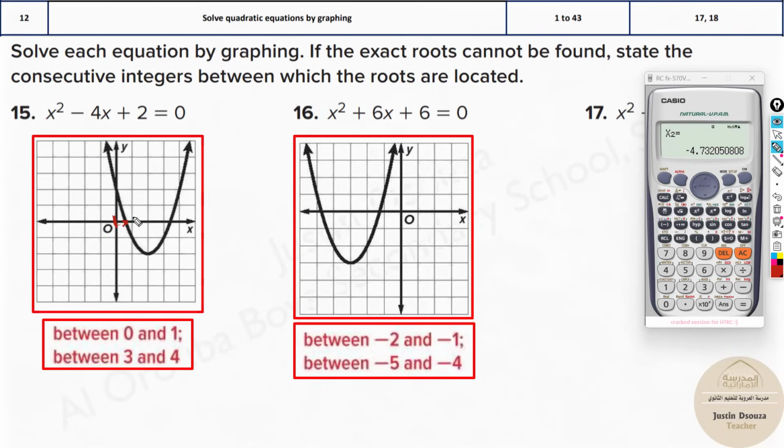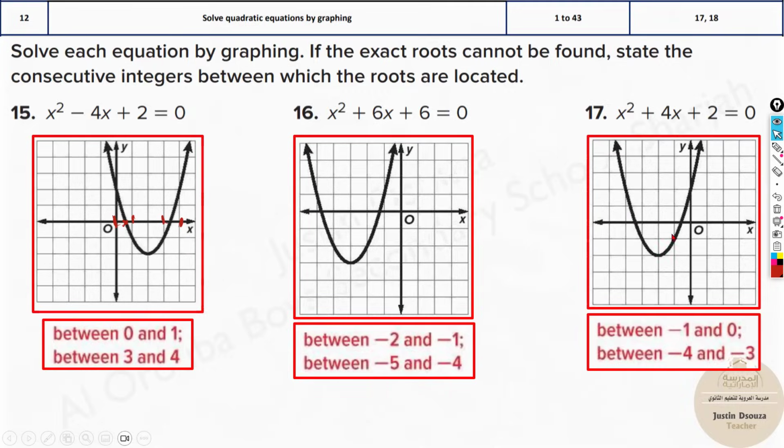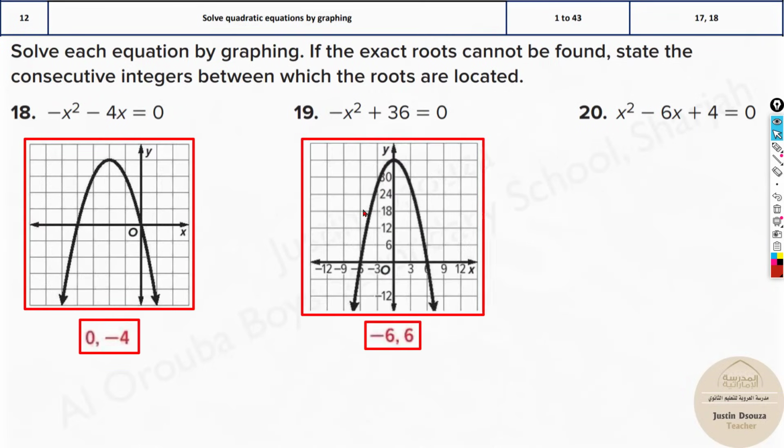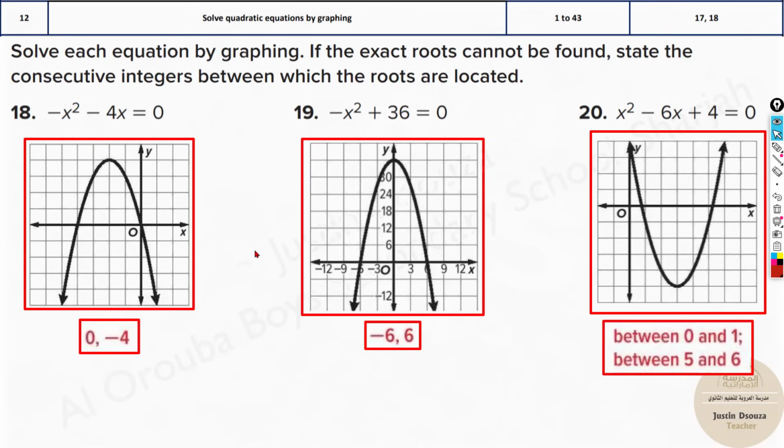It is from 0 to 1. That's what we say. 3 to 4. But since you have the calculator, you can even find the exact value easily. You can easily use the equation in the calculator and graph it up. You can select the correct graph and easily tell the answers as well, the solution.